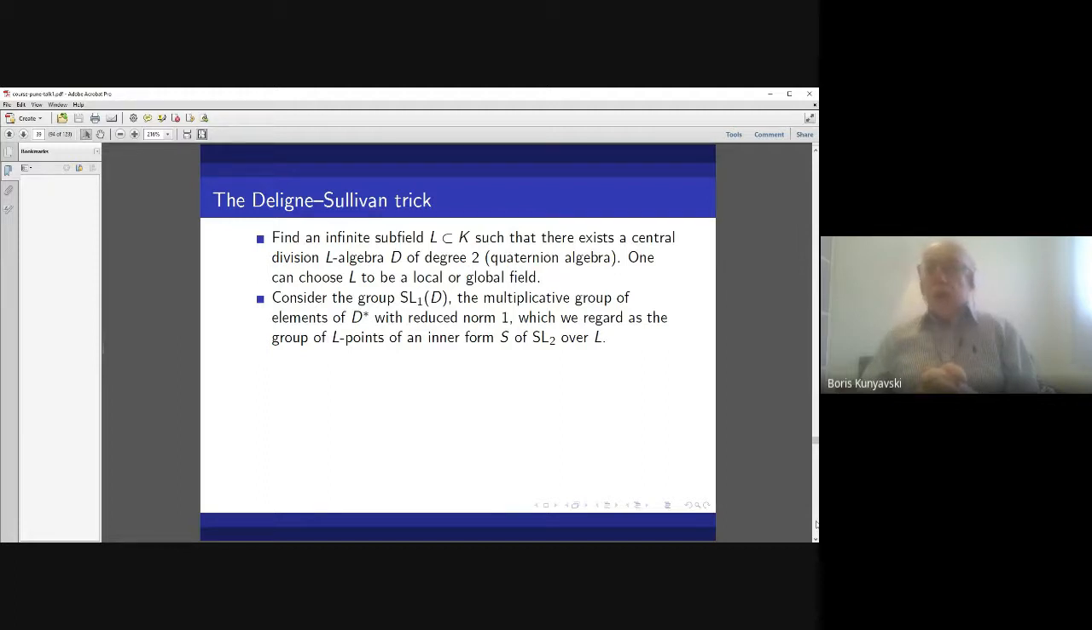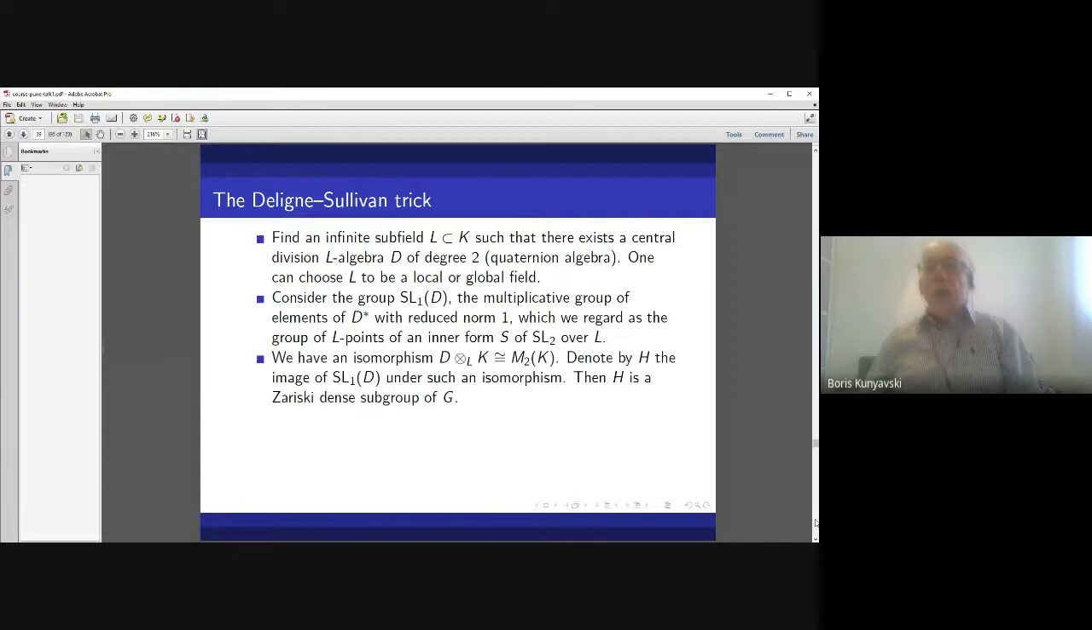So what's the property of this group? It contains only semi-simple elements. Yeah, and it is a group of elements of a division algebra. What that means is that over a field L, it is isomorphic to the full matrix algebra D times K, which is the whole matrix algebra. And we denote by H the image of SL1 under such an isomorphism.